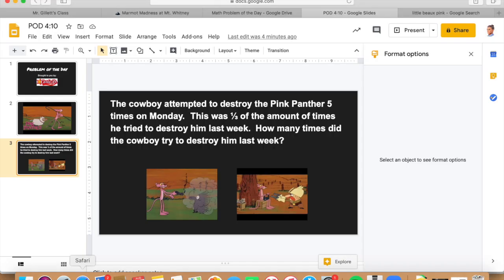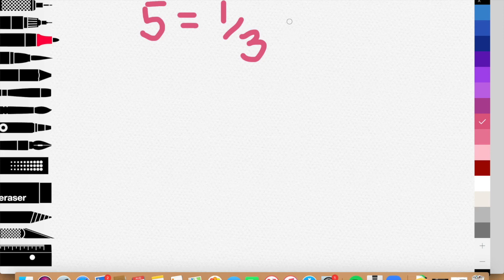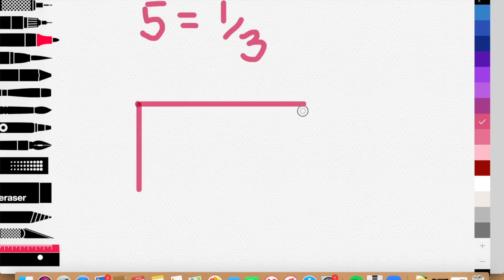What I'm going to do next is reread the problem, and as I reread it, I see that I have 5 times on Monday equals 1/3 of the amount of times he tried last week. So 5 equals 1/3. 5 attempts to destroy him is only 1/3 of last week's attempts. So let's go ahead and draw our box, guys, so that we can represent our fraction. So I'm going to draw my box.